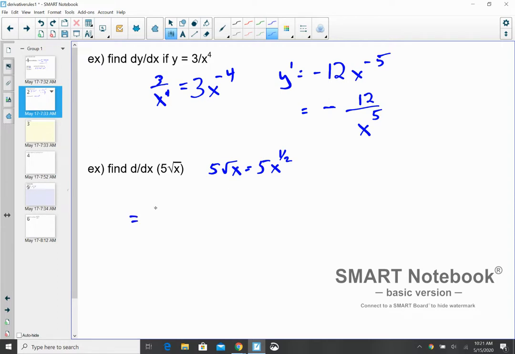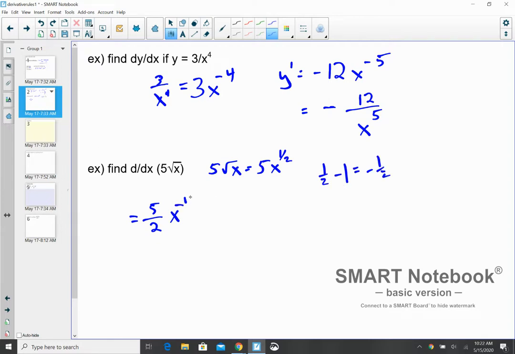So 5 times 1/2, also known as 5 halves, that works for me. It's better to leave things as fractions, by the way. Get used to it. Calc works a lot better with the fractions until we start plugging things into the calculator. Then we have x. Now, 1/2 minus 1 is negative 1/2.